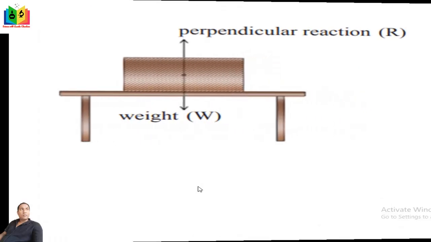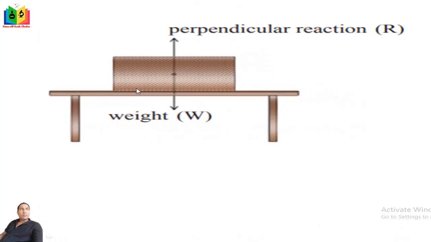Again, we will go to the next picture. Now think about this object, also acted on by two forces. One of them is the weight. The other one is the perpendicular reaction, right? For equilibrium of this object, what are the conditions that should be satisfied? The first one is that the magnitude of the weight should be equal to the magnitude of the perpendicular reaction. This is the first condition that should be satisfied for equilibrium of this object.